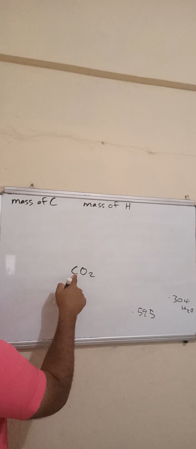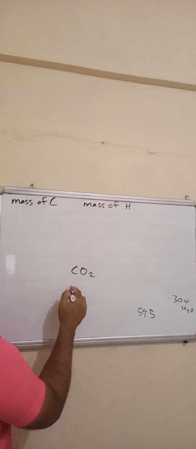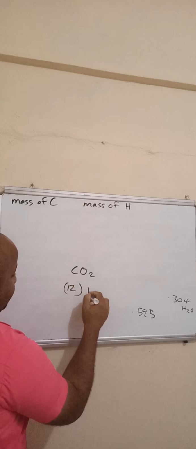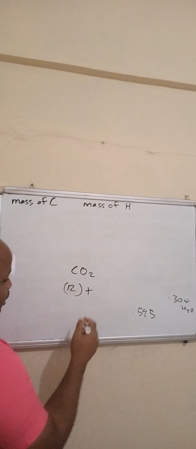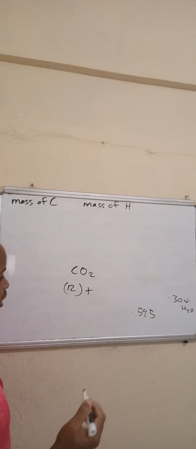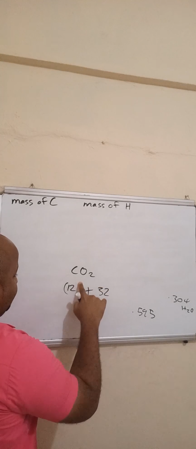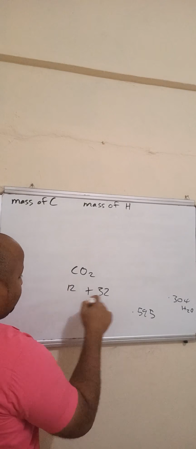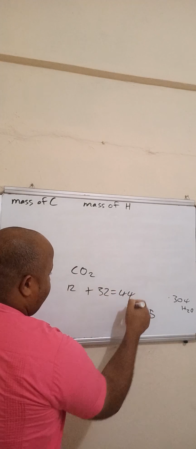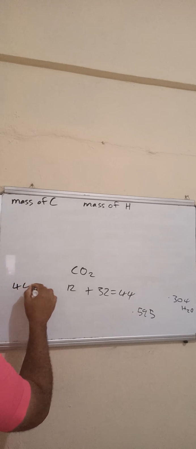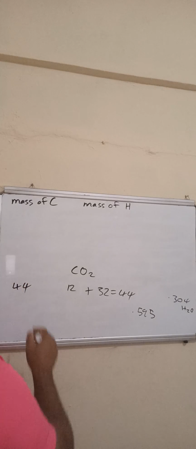Right? So now we have one atom of carbon with a mass of 12. And we have 2 atoms of oxygen. The mass number for oxygen is 16. 2 times 16, that is 32. So 12 plus 32, that is 44. Right? So the total mass of CO2 is 44.